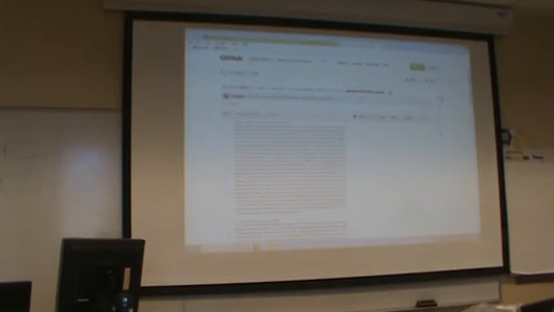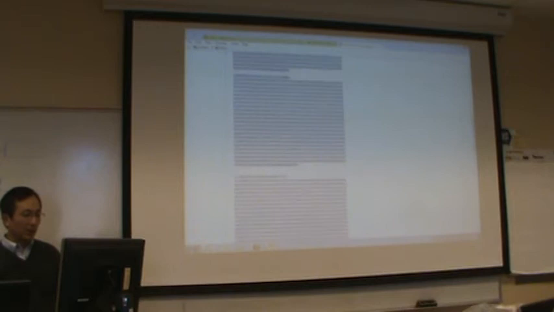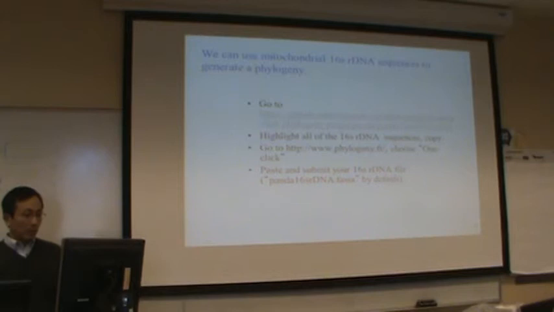So first you should download a software called MEGA. DNA of various species, including a giant panda. So in my case, I'm going to highlight everything. And then just copy this. And then go back to one website.